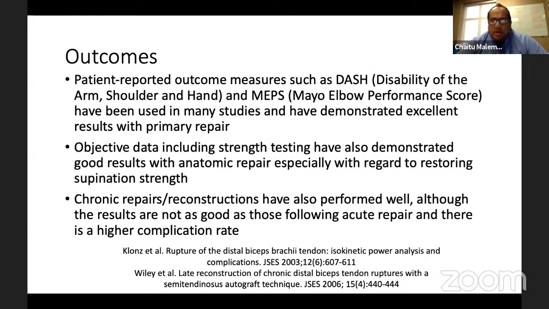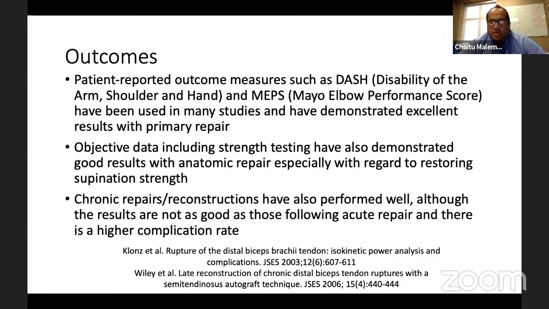Looking at other outcomes, patient-reported outcome scores, such as the Disabilities of the Arm, Shoulder and Hand, and the Mayo Elbow Performance Index have been used, and many studies have demonstrated excellent results with primary repair of the distal biceps tendon. The objective data, including strength testing, have also demonstrated good results with anatomic repair, especially with regard to restoring supination strength. So a non-anatomic repair can really affect supination strength. So it's important to use fluoroscopy to know the anatomy, know where the anatomic attachment is, and try to recreate that with the tunnel or the socket.